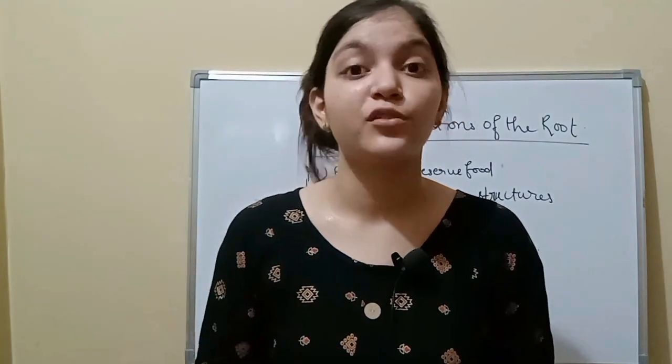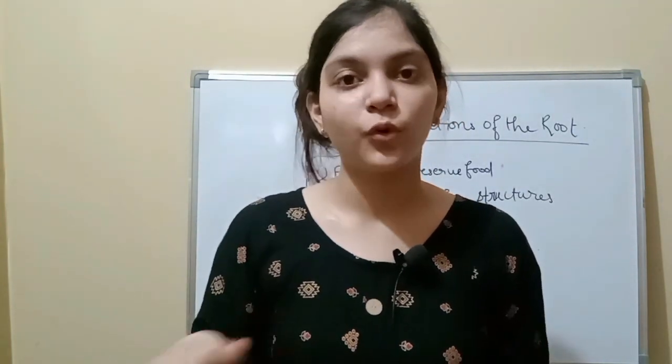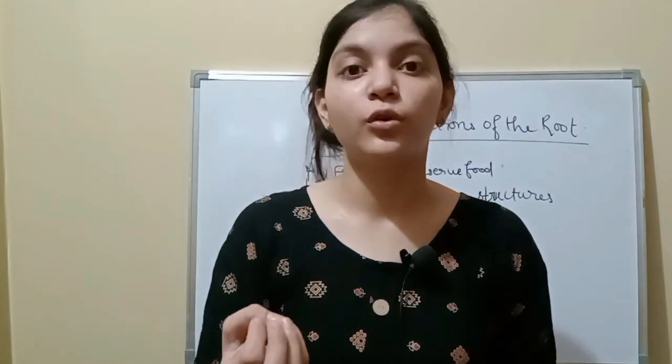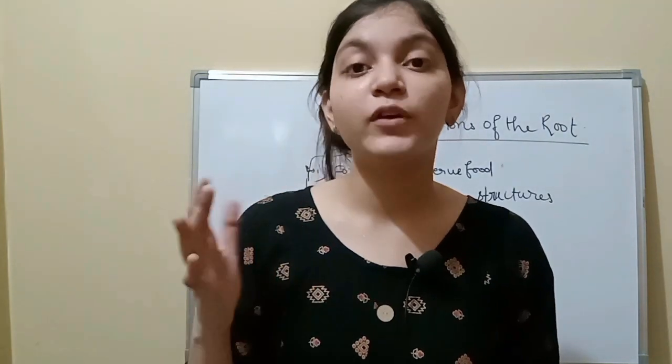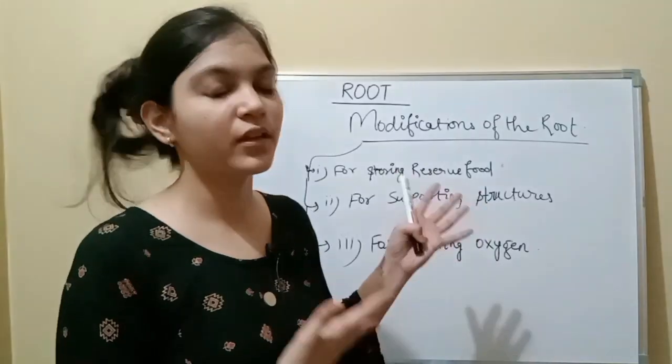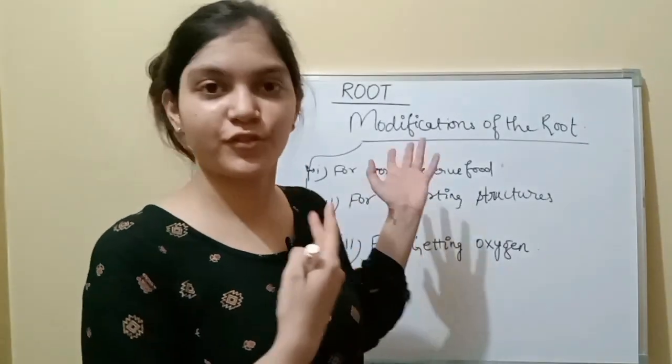Now thirdly, the root modifies into structures that help the plant get oxygen from the atmosphere. We can take the example of the Rhizophora plant. These plants first grow in swampy areas, and from these areas the roots grow in an upward direction. Why? Because they help the plants get oxygen from the atmosphere and provide that oxygen to the plant, and that's why we call them pneumatophores. So these are a few examples of the modifications of the root.